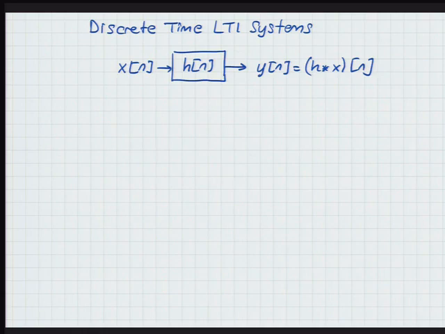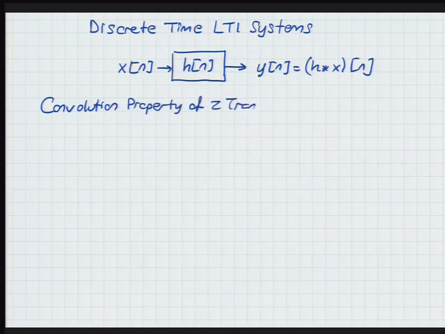The convolution property of Z transforms says what? That y of z, the Z transform of the output, is equal to H of z times x of z, right? So that's the famous convolution property of pretty much every transform we studied so far, right? Important property. So what is h of z?